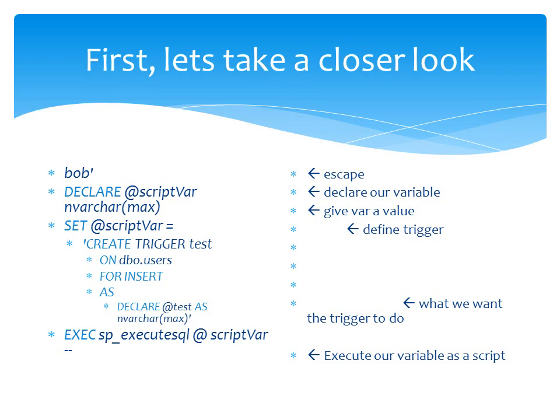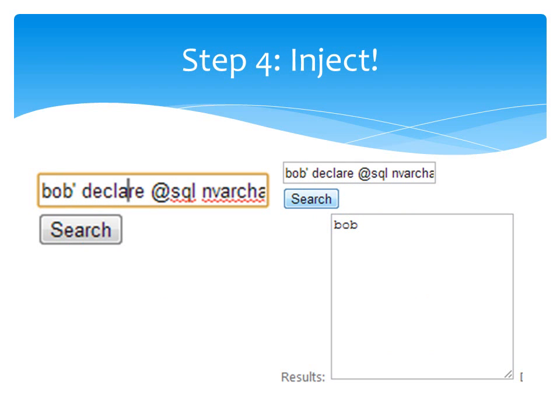Now, here's a little bit of a closer look. Again, we have our escape characters, and then we declare our script variable. And next, we give it a value. So we're going to set the script variable equal to our trigger string. And, of course, we define the trigger here. And finally, we execute it as a script. It's awesome.